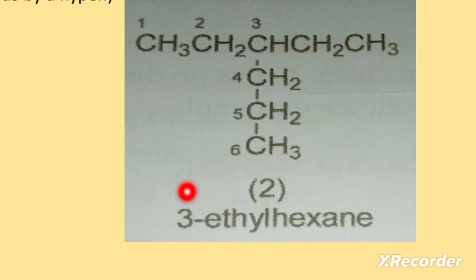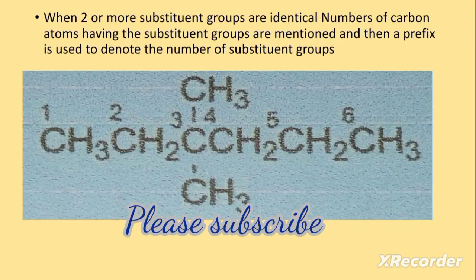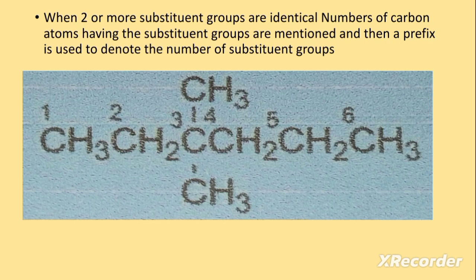So we should write the substituent group with the number in front, 3-ethyl, and the stem name last, hexane. We do not separate the words in writing the names. So the name of this compound is 3-ethylhexane. And here you can see another situation where two or more substituent groups are identical and attached to the same carbon. In such cases, how should we write the name?